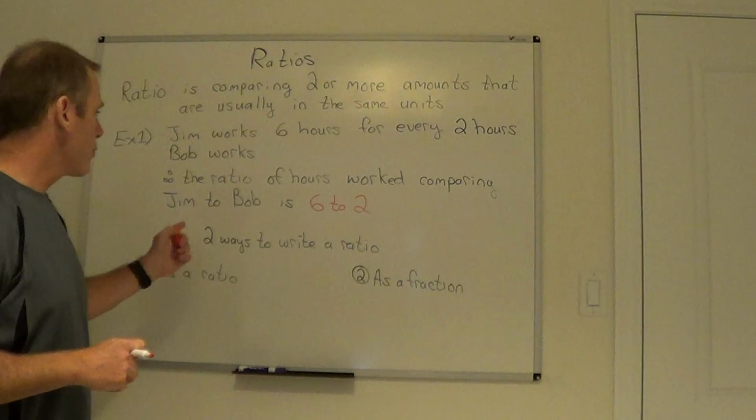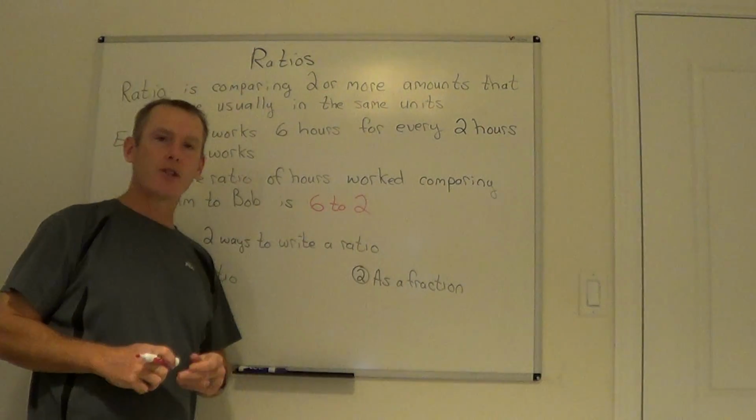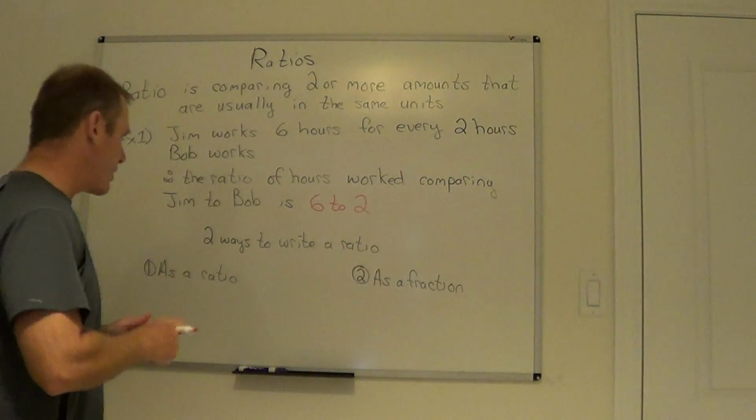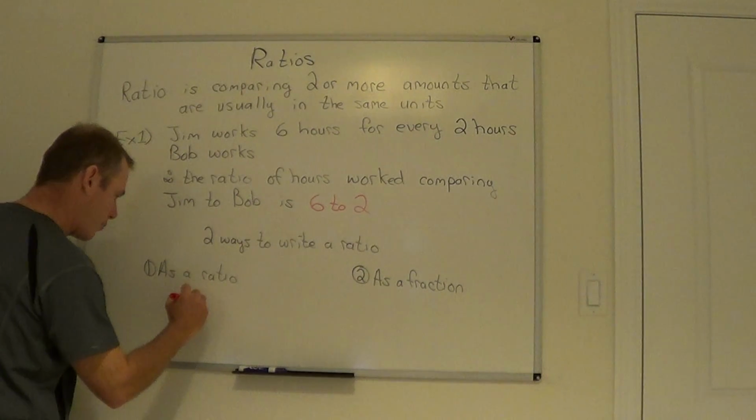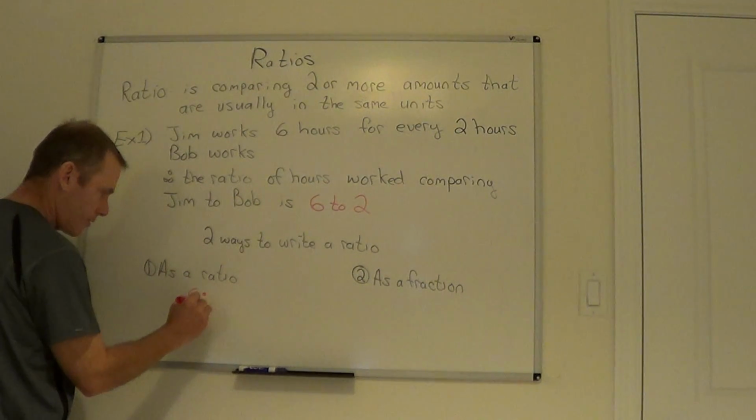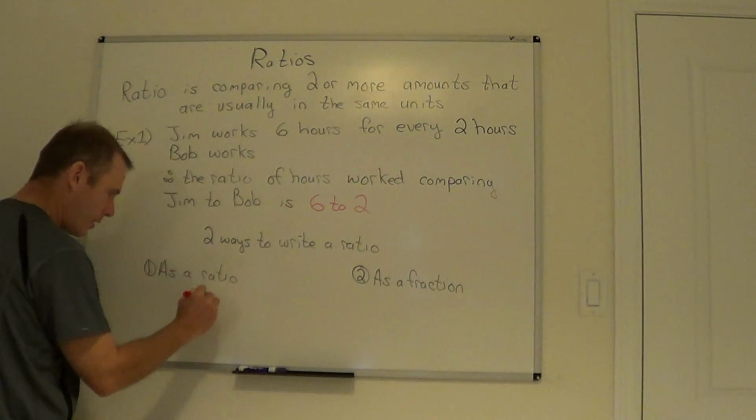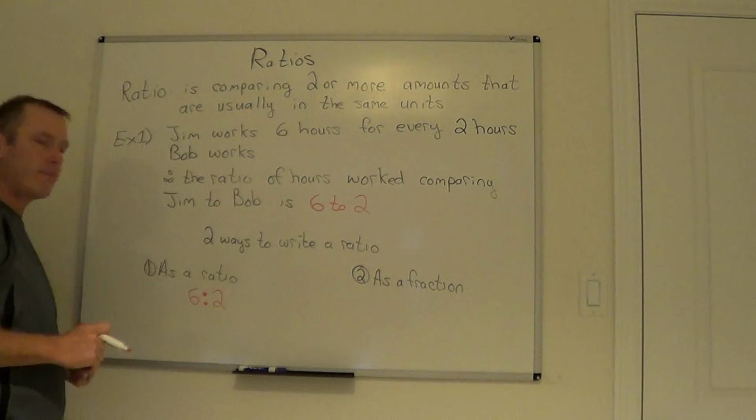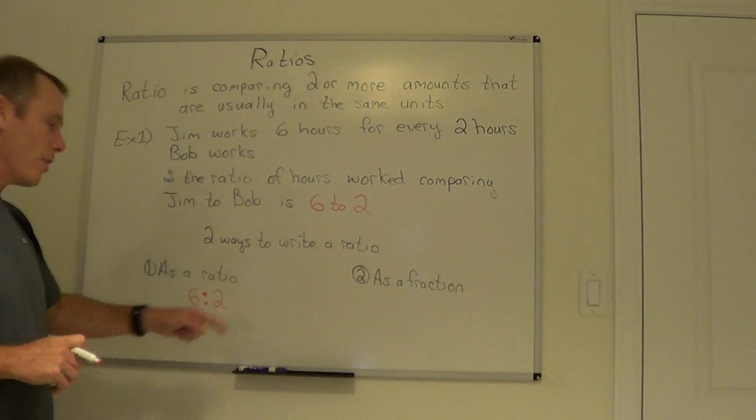But in terms of writing a ratio, there are two ways to write a ratio. The first is a 6:2 ratio. I'm going to write it with 6 and a couple of dots, just like you have on your clock, to 2. That is a 6:2 ratio.